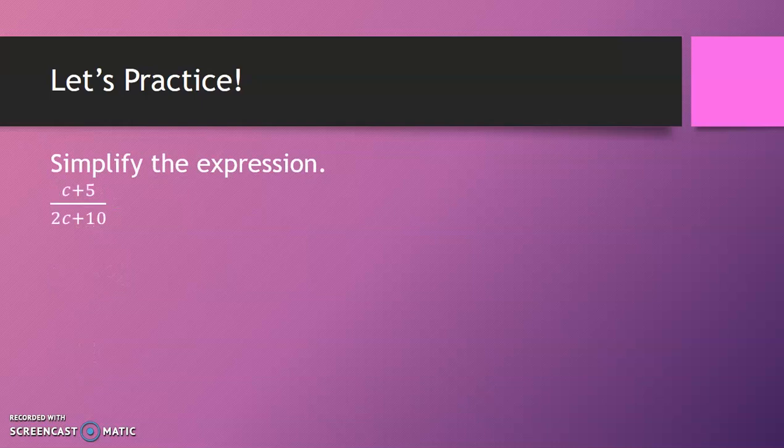Another one using the GCF method looks like this: c plus 5 all over 2c plus 10. For this one on the bottom, I'm going to factor out a 2, and I'm left with c plus 5. That allows me to cross off the c plus 5 from the top and from the bottom. Now because the c plus 5 is gone on top, earlier I said that anything divided by itself is 1, so make sure that you put a 1 up on the top and you leave the 2 in the bottom of the fraction. So this will simplify to 1/2.